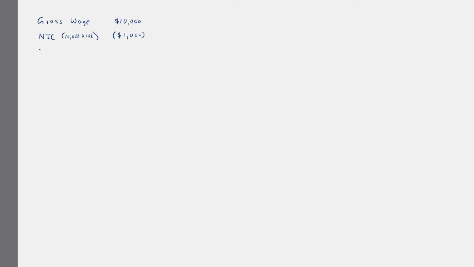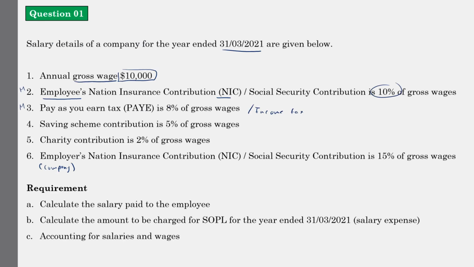And next one is pay reduction. Pay as you earn, it is something like your income tax. How much is that percentage? Let's see, it is 8% of your gross wages. Then 10,000 into 8%, how much is the value that we are getting? It is $800 reduction for the pay tax. These two are mandatory reductions.